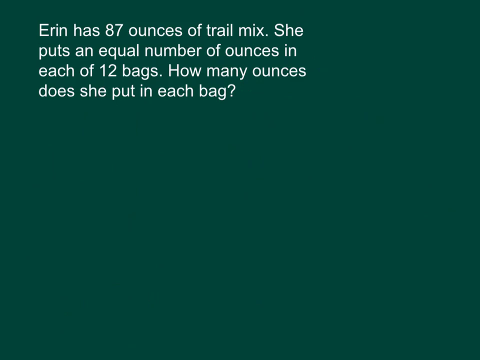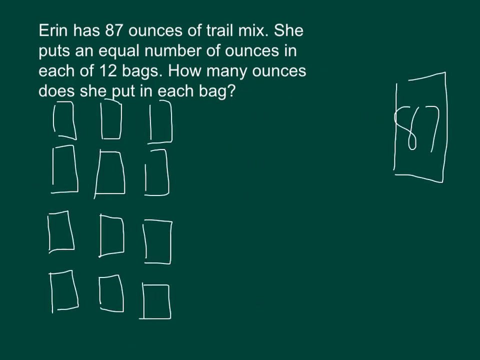And here's one final example. We have Erin has 87 ounces of trail mix. She puts an equal number of ounces in each of 12 bags. So she's going to have a total of 12 bags here, and she has a total of 87 ounces of the trail mix. So she needs to take that 87 ounces and divide it into 12 groups.